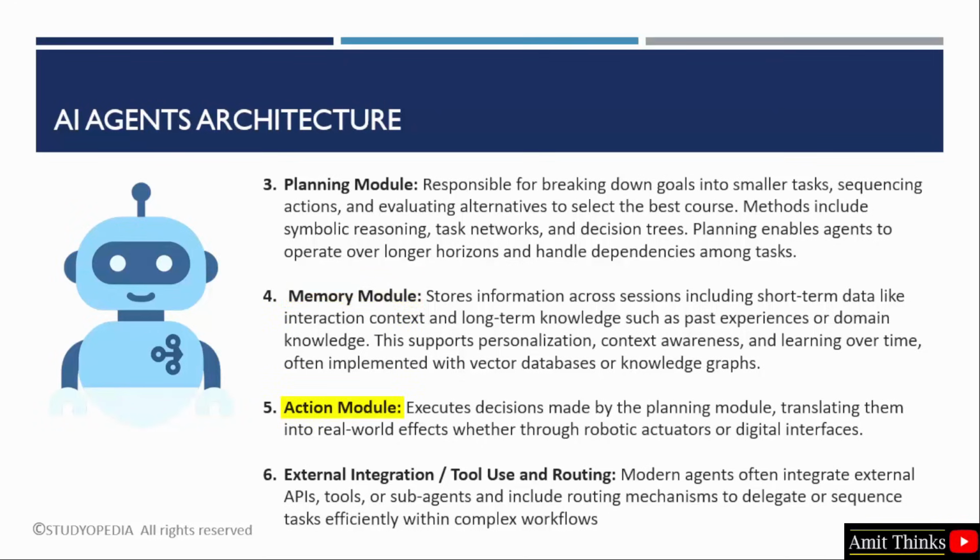The action module is used to execute decisions made by the planning module. It translates them into real-world effects. The next one is external integration. Modern agents often integrate external APIs, tools, or sub-agents. They also include routing mechanisms.